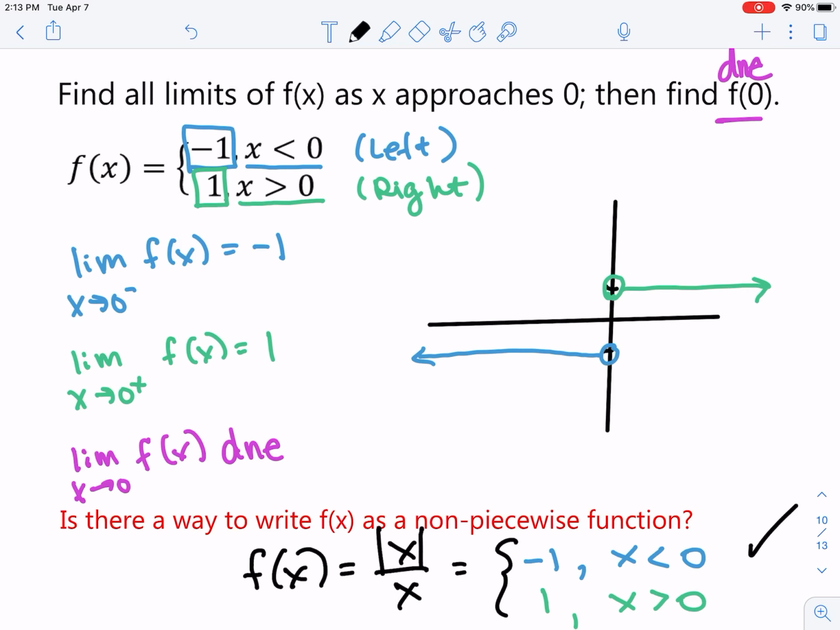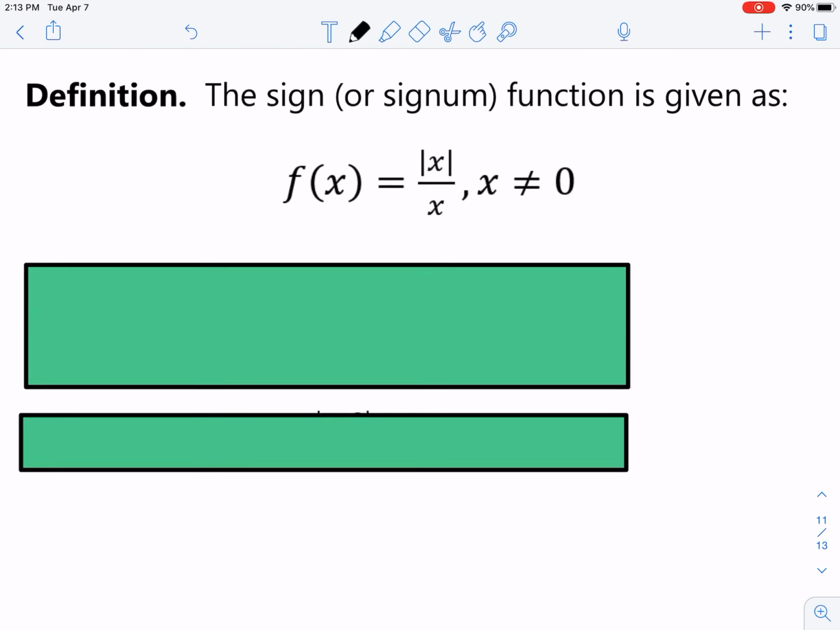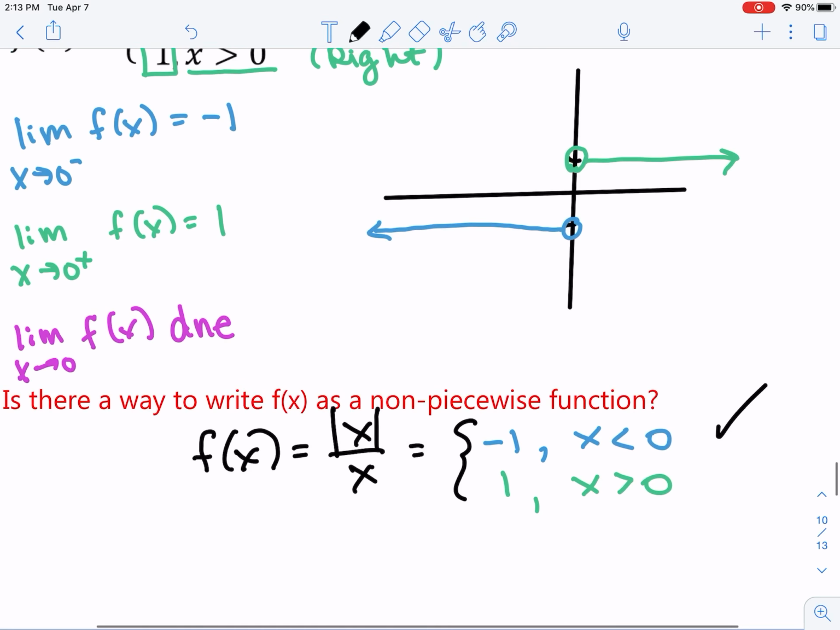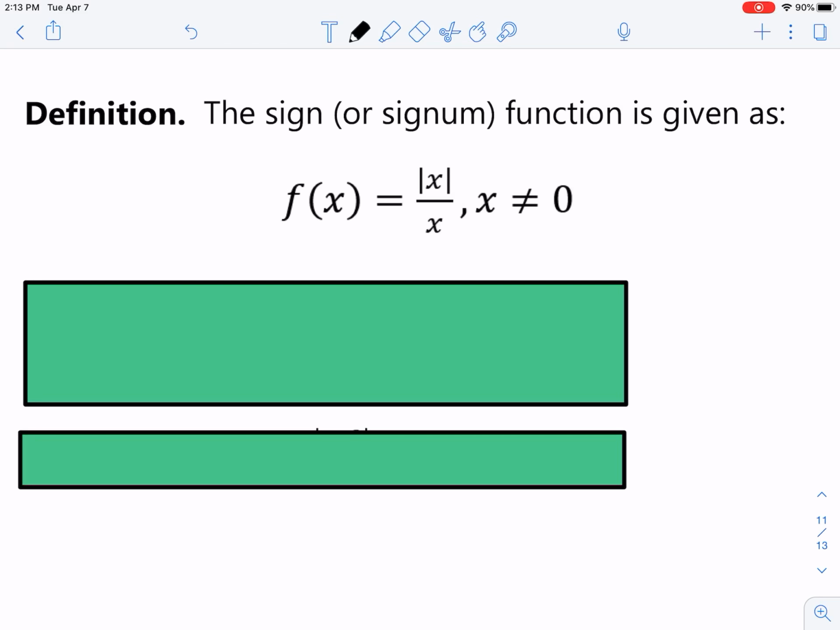Okay, so this is a really important function. I'd like for you to write this in your notes as our final definition. The sine or signum function, signum is sine in Latin, is given as the absolute value of x over x for all x's different than 0. That's a really important function in calculus. It's just that broken railroad track function, right? That's all the graph looks like, but we actually end up using it quite a bit in AP Calc.